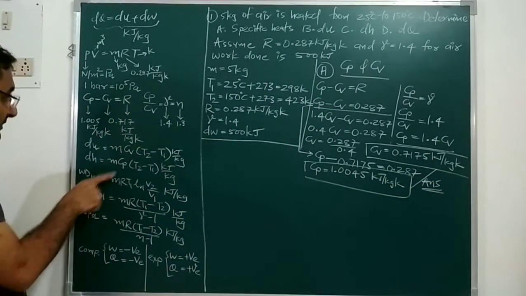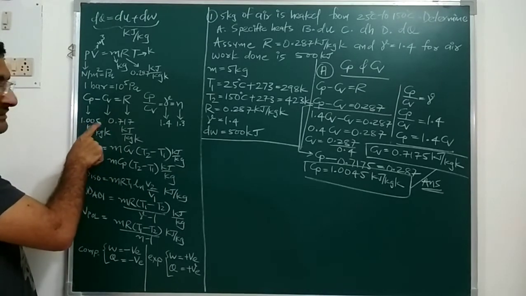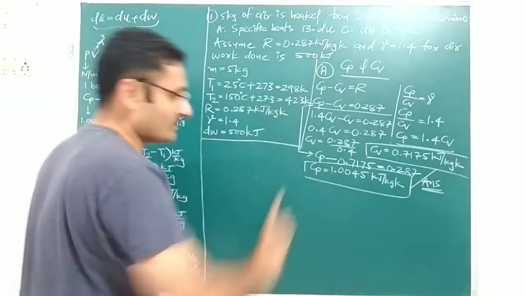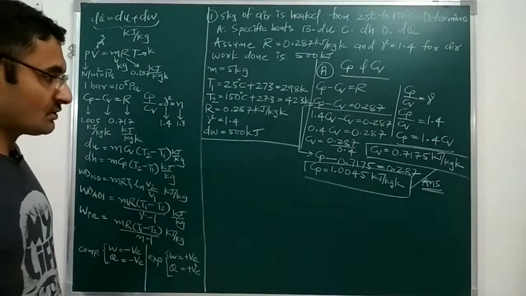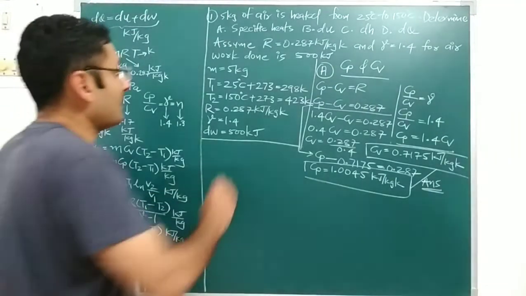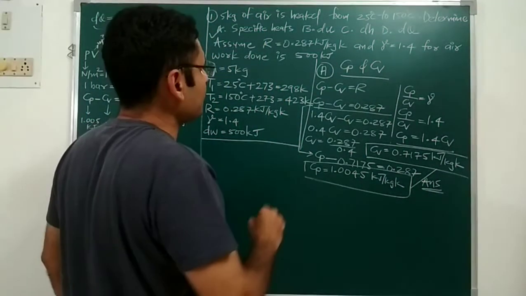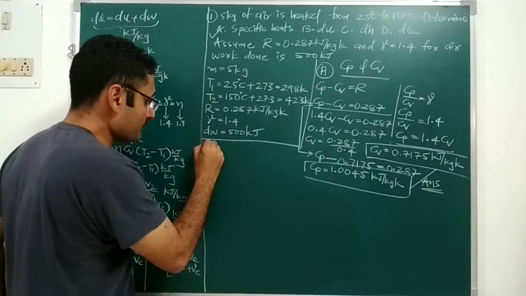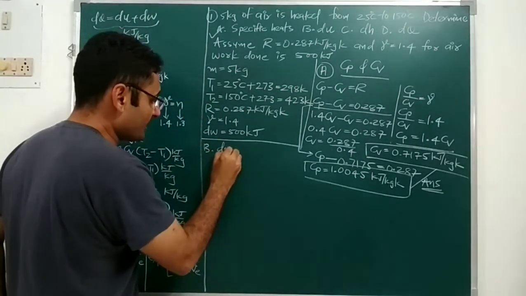So the Cp value we are remembering is approximately 1.0045. So over here we are getting 1.0045, the correct answer. Now that first thing is calculated. Next we will go for B. B is what? Change in internal energy.